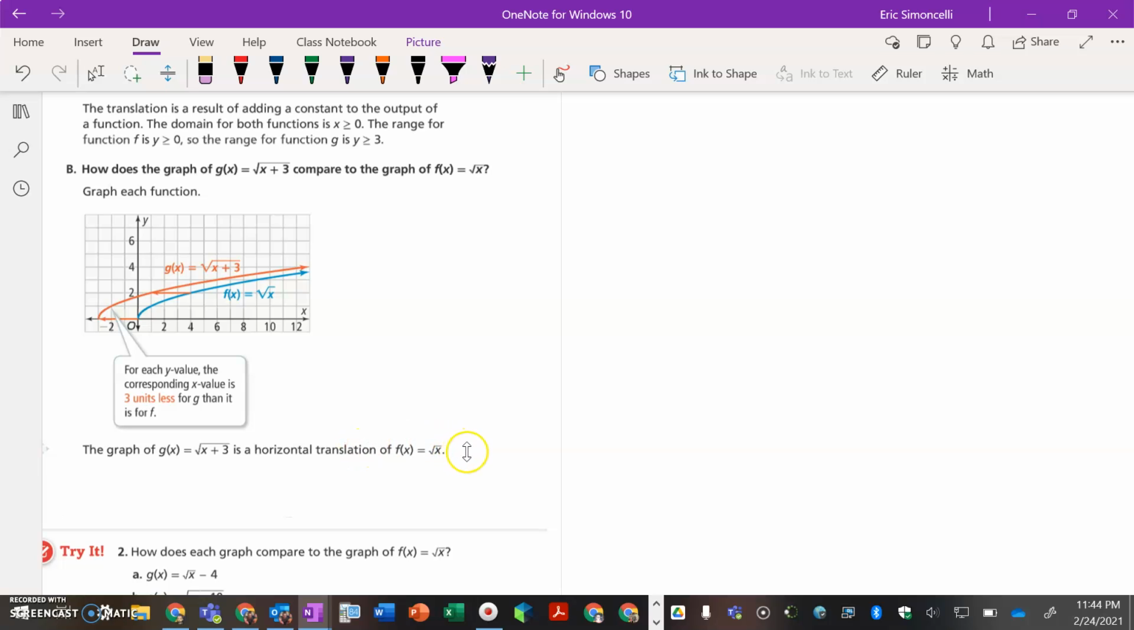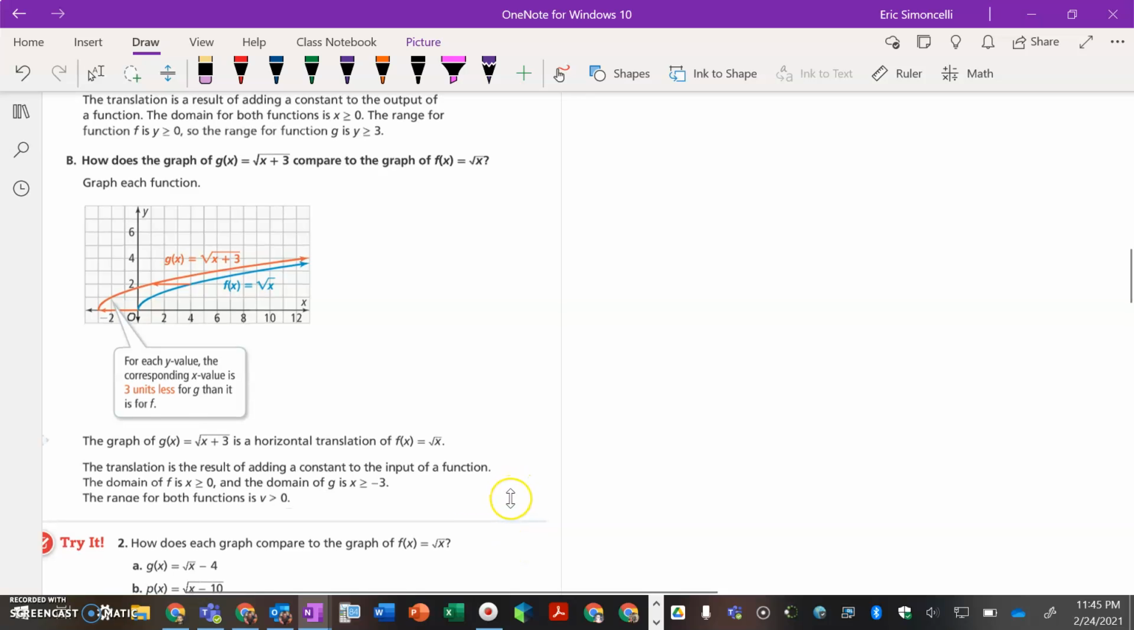The graph of the function, as I denoted again, is a horizontal translation comparing to the blue parent function, or 3 left. The translation is the result of adding a constant to the input of a function. Well, the domain is x greater than or equal to 0, and the range is going to be y greater than or equal to 0.